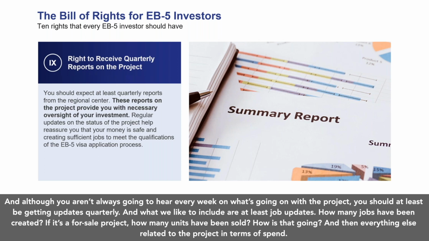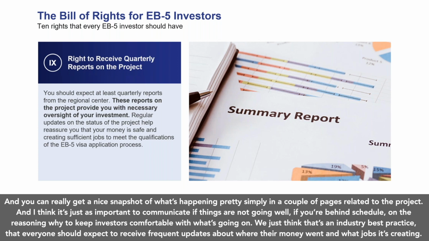And what we like to include are at least job updates. How many jobs have been created? If it's a for-sale project, how many units have been sold? How is that going? And then everything else related to the project in terms of spend. You can really get a nice snapshot of what's happening pretty simply in a couple of pages. And I think it's just as important to communicate if things are not going well, if you're behind schedule, and the reasoning why, to keep investors comfortable with what's going on. We think that's an industry best practice that everyone should expect: to receive frequent updates about where their money went and what jobs it's creating.